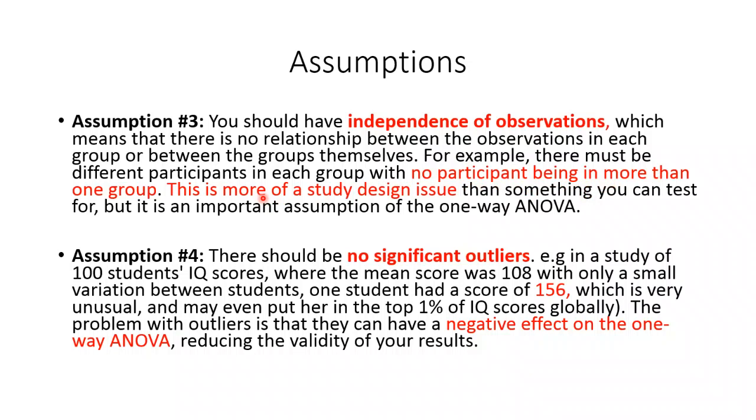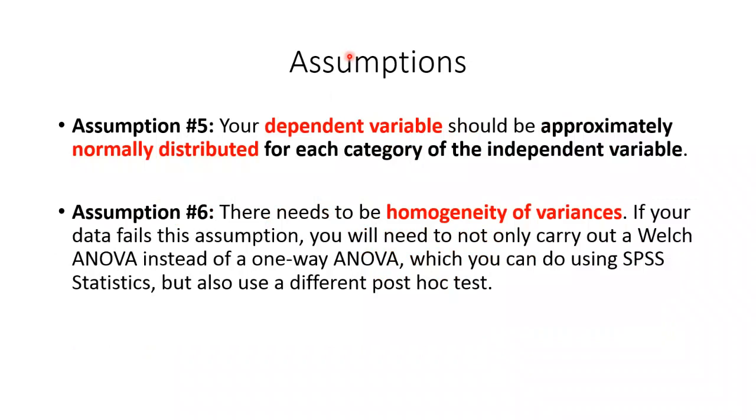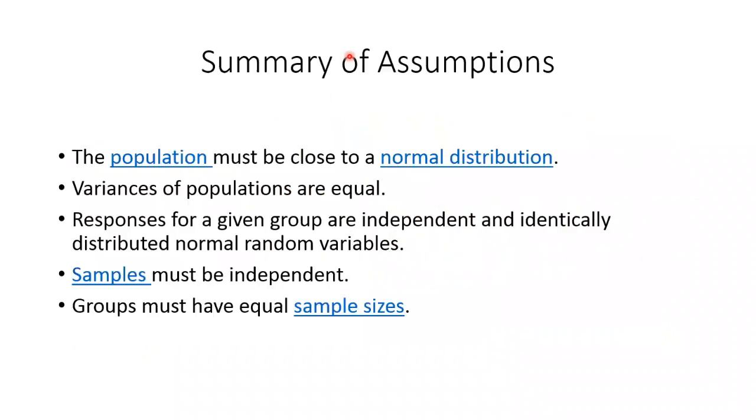Assumption number 4, there should be no significant outliers. What is an outlier? We already know. Assumption number 5, the dependent variable should be approximately normally distributed for each category of the independent variable. And assumption number 6 is that there should be homogeneity of variances. These are actually the conditions of the central limit theorem.